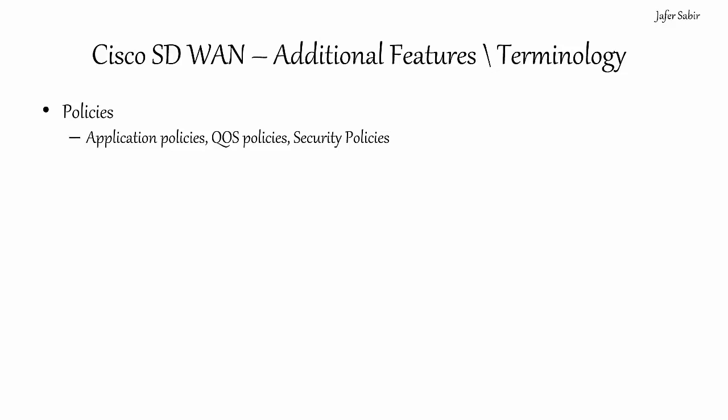So a prime example would be sending VoIP traffic down a more reliable and faster link, while using the less reliable link to browse the web. Other policies such as QoS and security policies can also be implemented.